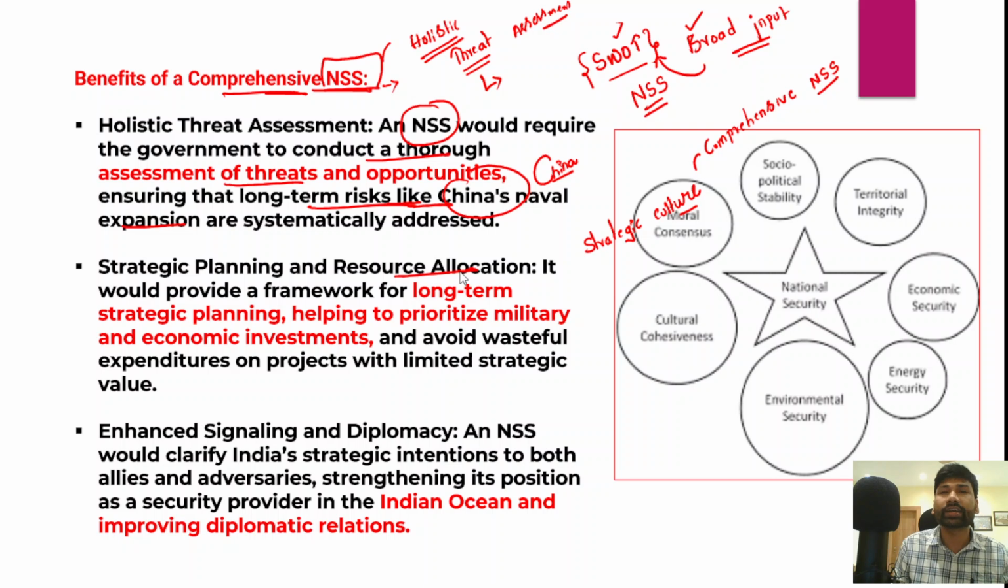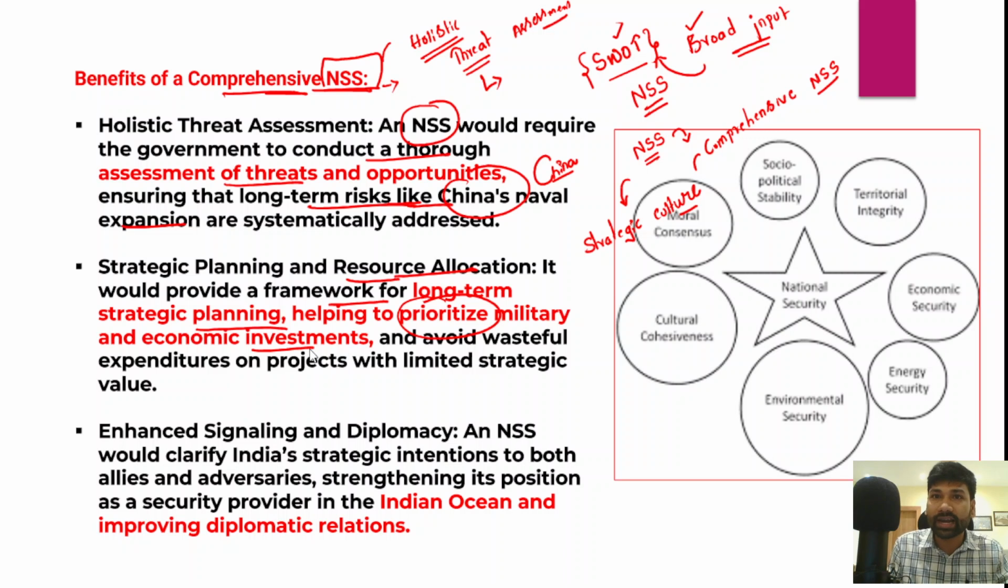And it will also result in optimum resource allocation for national security. That is very important because we need to understand the needs and priorities of different agencies which ensure national security. Therefore, optimum allocation and utilization of resources is very important. This national security strategy will play a very important role in bringing in the strategic culture and optimum allocation of resources. So it actually provides a framework for long-term strategic planning, and long-term strategic planning is very, very important to deal with a number of threats. And apart from that, it would also prioritize the military and economic investments.